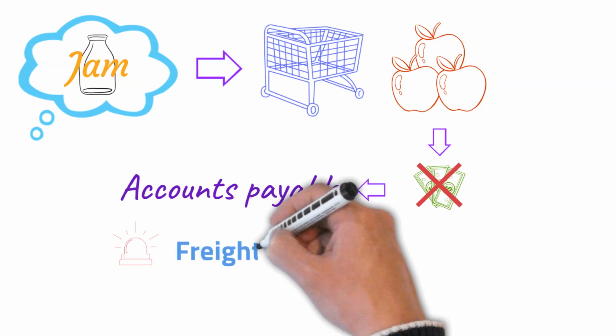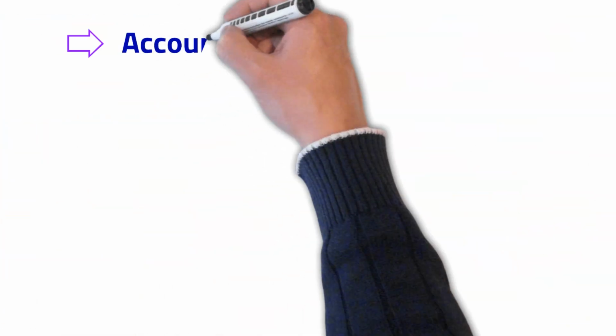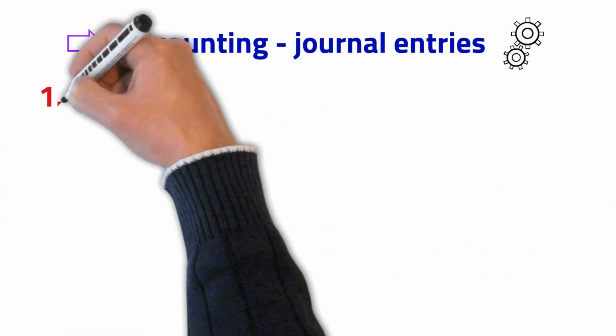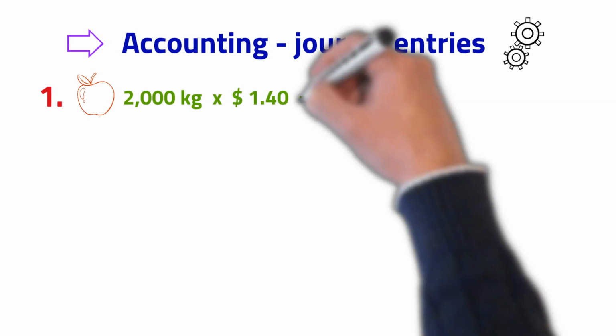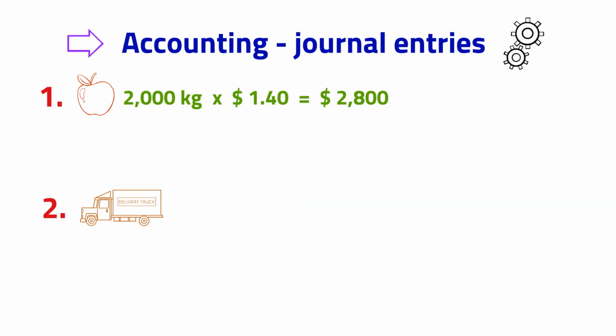And remember, freight-in costs are part of inventory cost. For this one we will pay directly in cash. So we buy 2000 kilograms of apples at $1.40 each, total 2,800. And it costs us $200 to deliver them to the warehouse. Yes, we are scaling the business, time to grow.